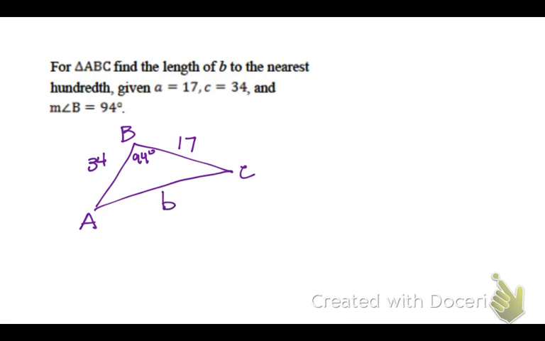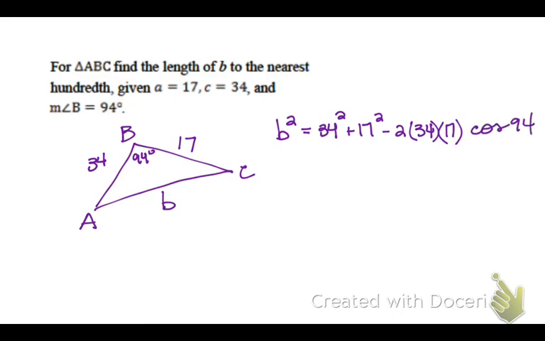So there's my relationship between the angle on the opposite side. So we're going to set up b squared is equal to 34 squared plus 17 squared minus 2 times 34 times 17 times the cosine of 94. And so now we just have to simplify. So 34 squared and 17 squared is 1445 minus 2 times 34 times 17 times the cosine of 94 is going to give me a positive 80.64.